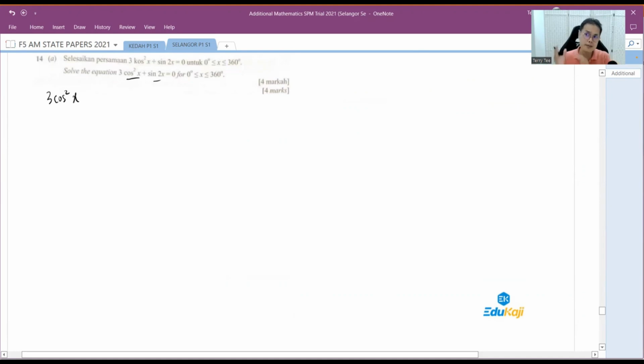Remember, if the equation has cos square and sine, then you probably change the cos square to 1 minus sine square using the basic identity. But in this case, I don't know what this sine 2x is, so I change this first to 2 sine x cos x, right? Remember, this formula is given: sine 2A is 2 sine A cos A.